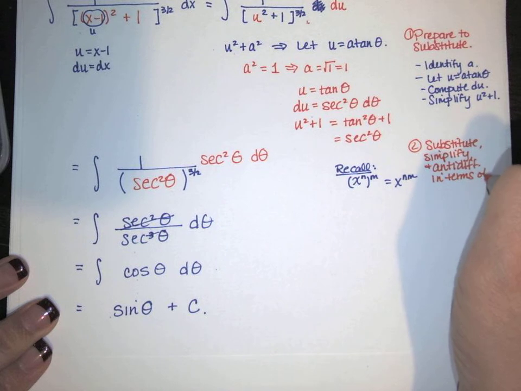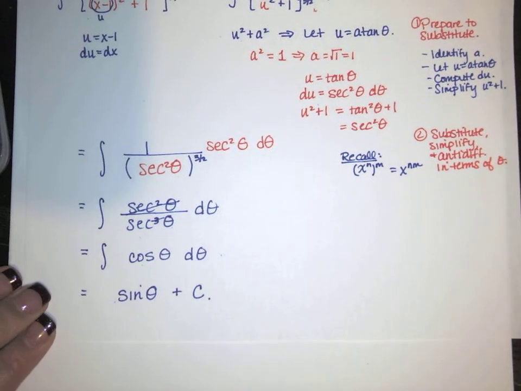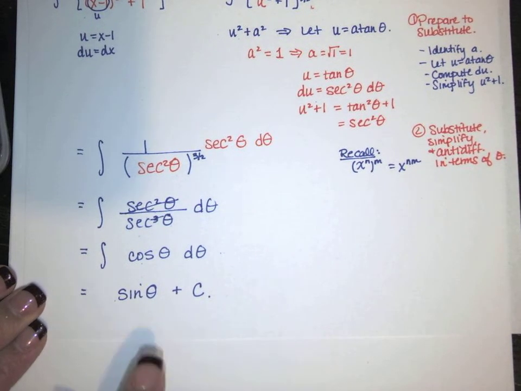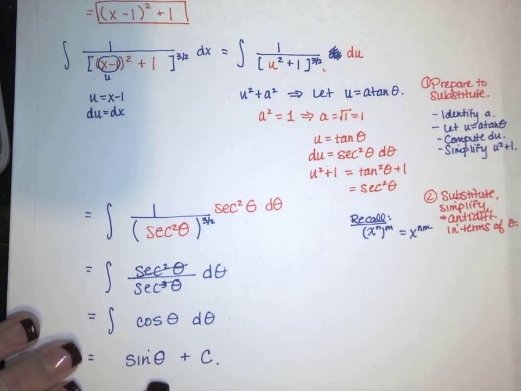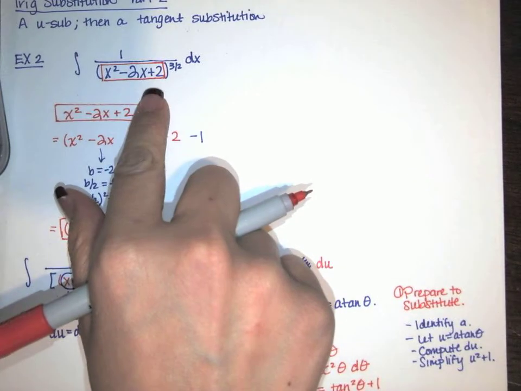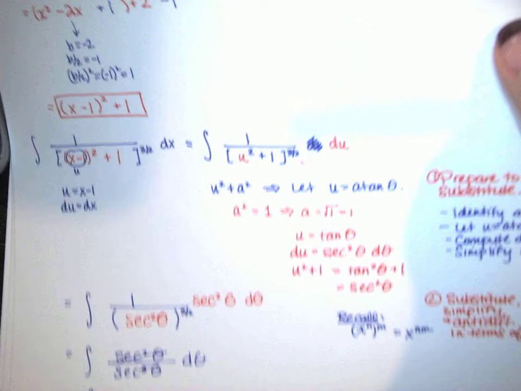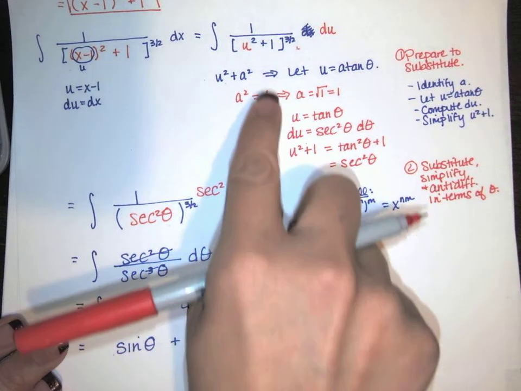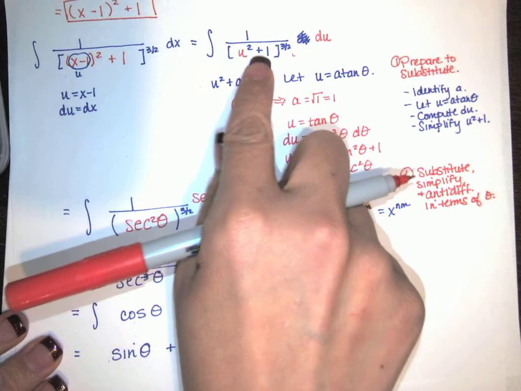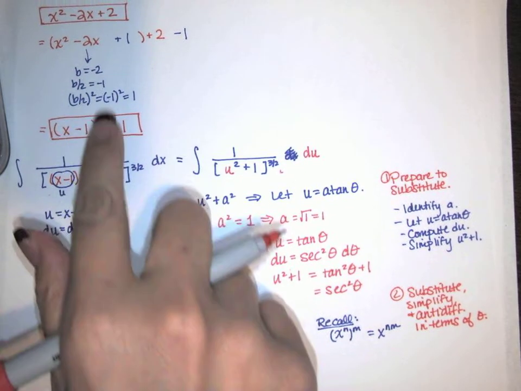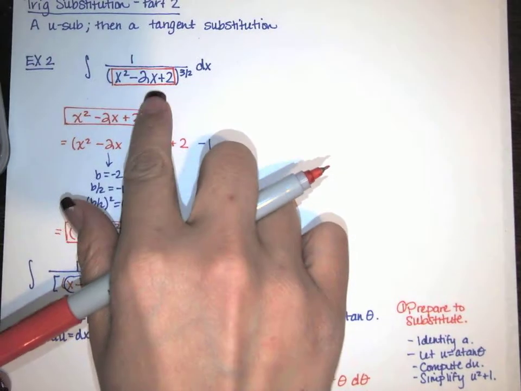The question is, are we done yet? No, absolutely we're not done yet. That is an answer in terms of theta, and I originally started with not even a function of u, I started with this function of x all the way back here. So remember, theta is just something we made up. Theta was something that we made up so that we could evaluate this. And u was something that we made up so that we could evaluate this. And we completed this square so that we could evaluate this.